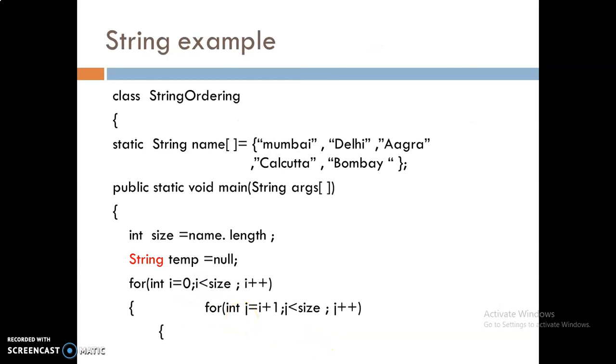So this is one of the examples that you can see here. Here we have provided a few arguments to this string array. The string array name is the variable or object which we have created from the string class, having the arguments Mumbai, Delhi, Agra, Calcutta and Bombay. So the size here is 5, so the index will start from 0 to 4.